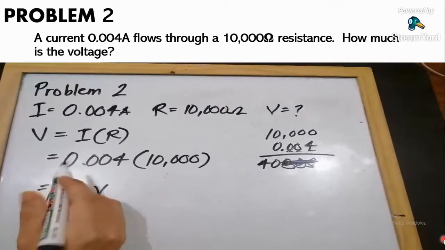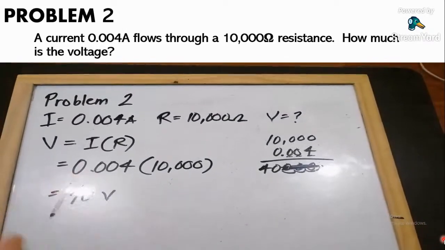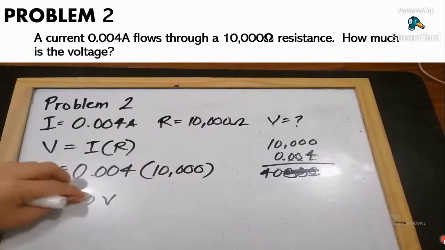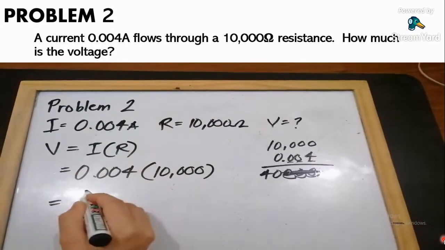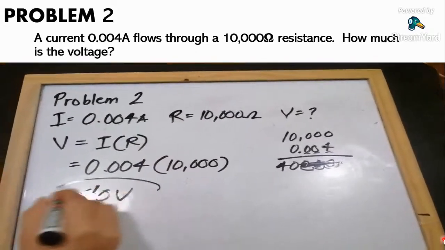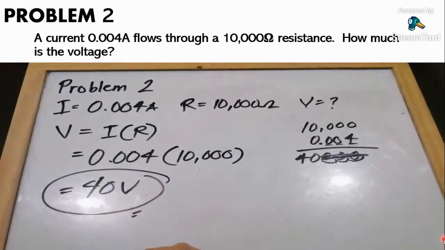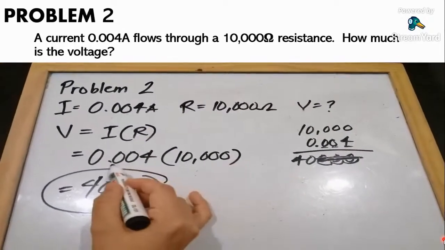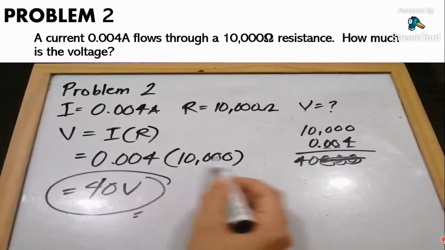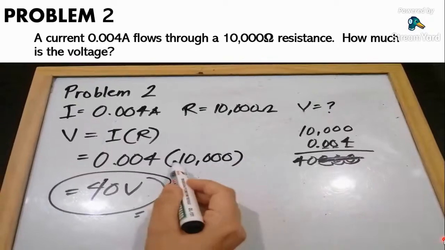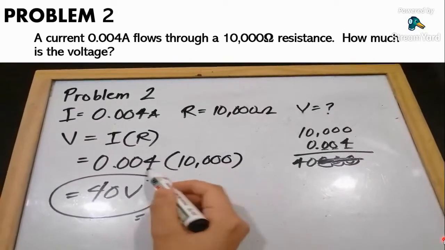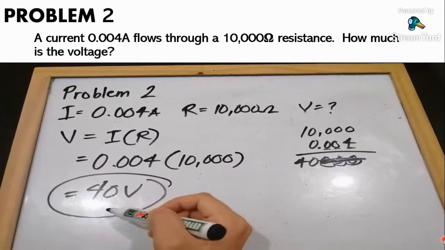Ito yung ating final, again, equals 40 volts. So, ito yung ating final answer. Ano yung shortcut? Ang shortcut dito, bilangin mo yung decimal places. Parang ganito yung ginawa natin. So, tatlo, mawawala na yan. So, magiging 4 times 10 na lang, magiging 40.